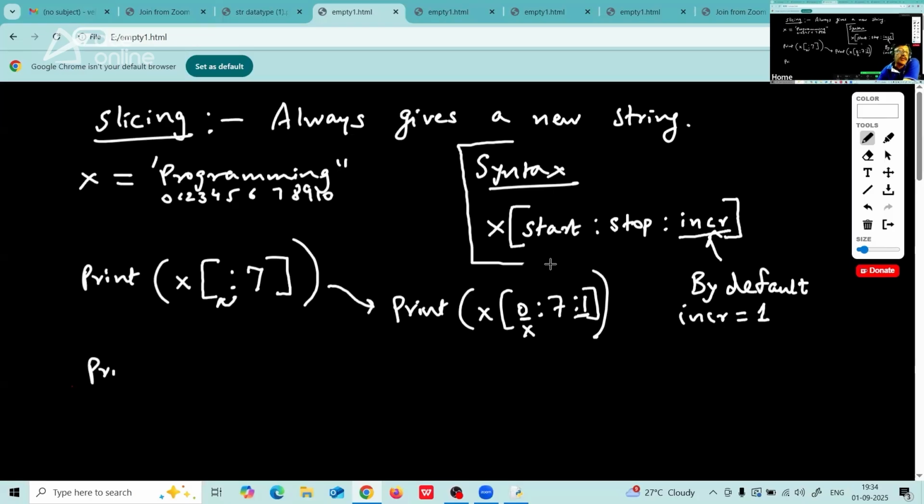Check this, check this. Suppose if I give print x, let's say 7:::(-1). Just observe this. Okay, first I'll discuss this.